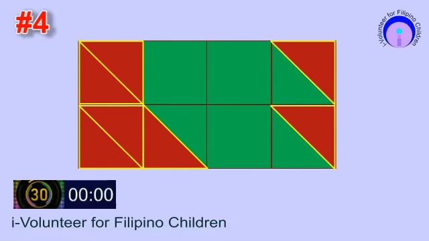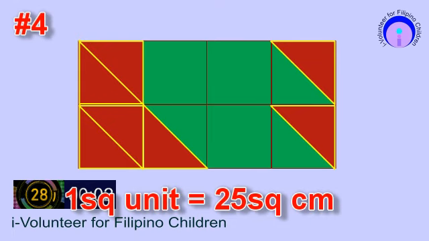Item number 4. If 1 square unit is equal to 25 square centimeters, what is the area of the red shaded part? You still have 5 seconds to finish.